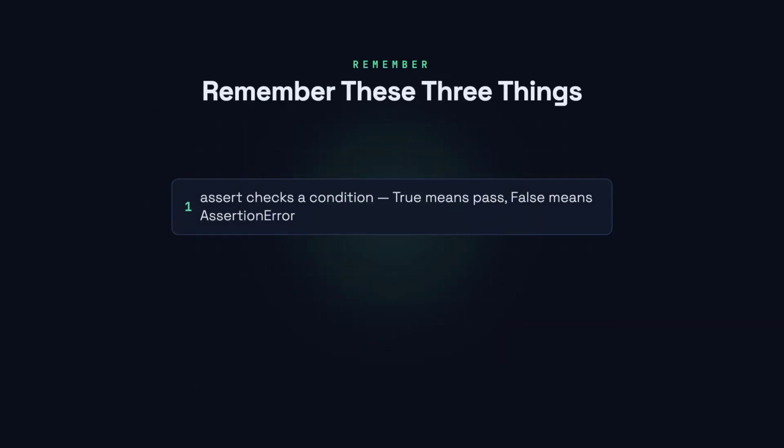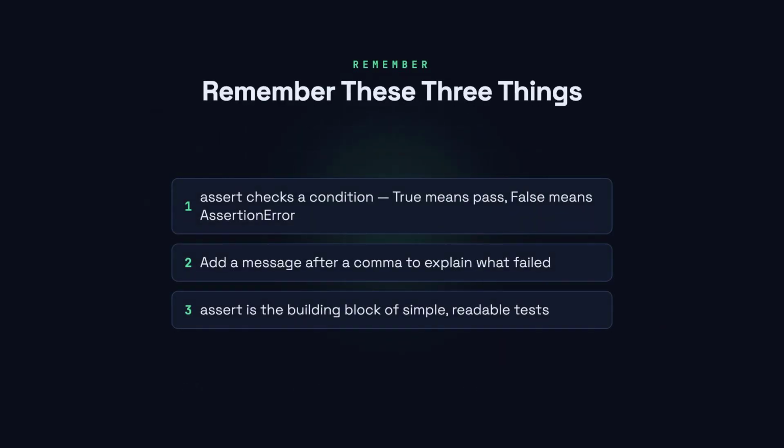To recap, assert checks a condition and raises an error when it fails. Add a message to make failures clear. It is the simplest way to start testing your Python code.